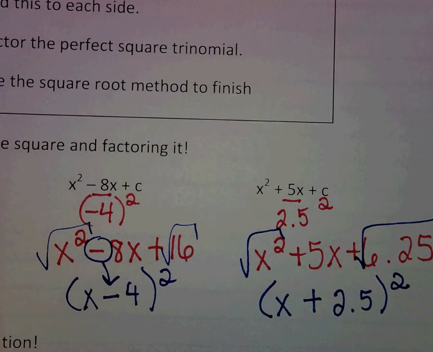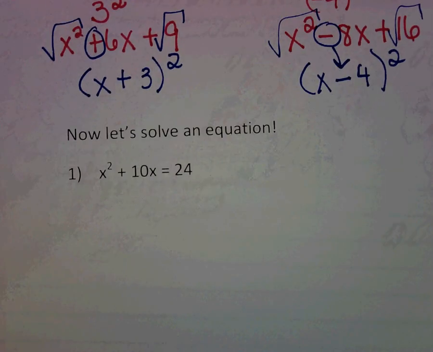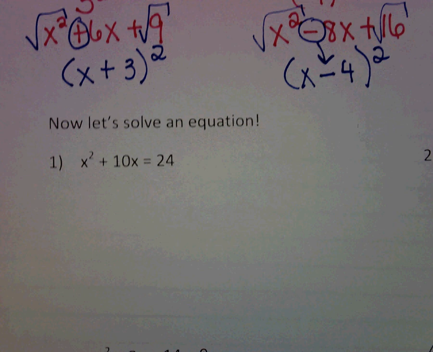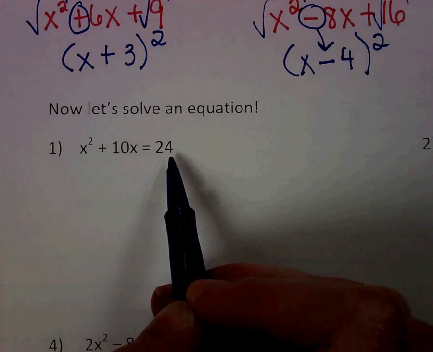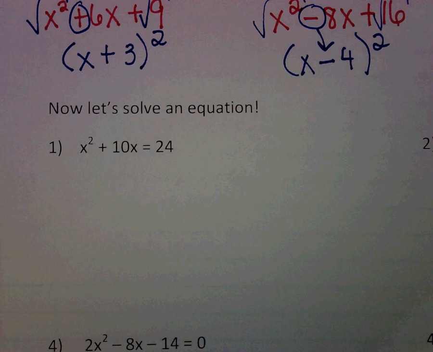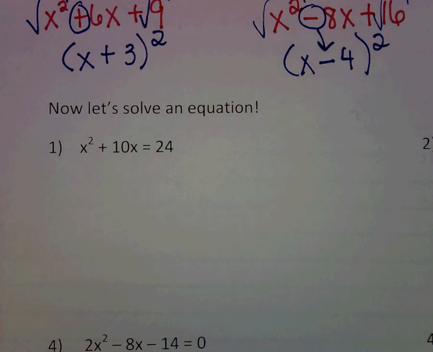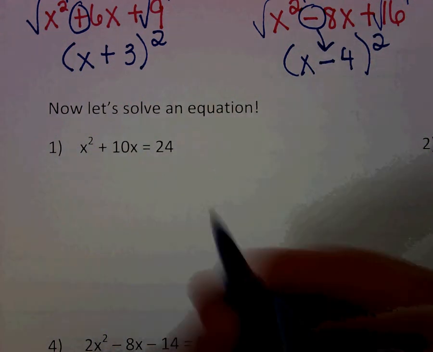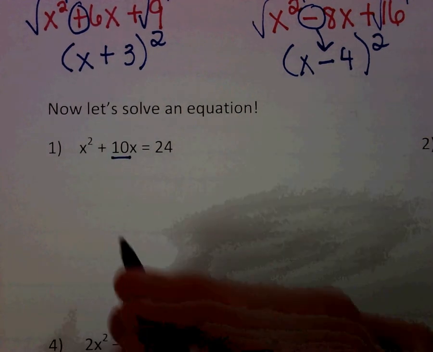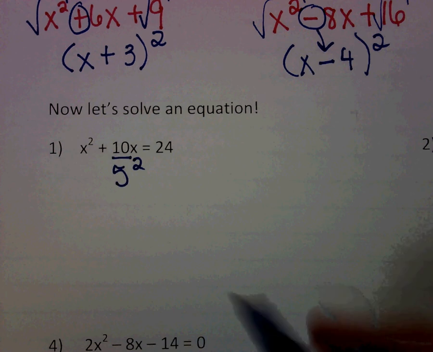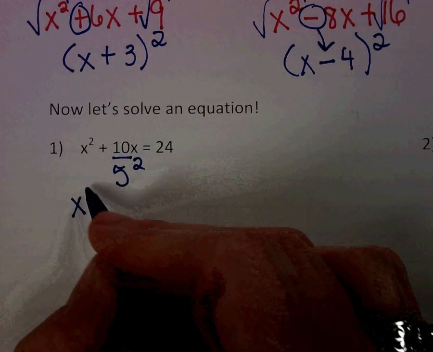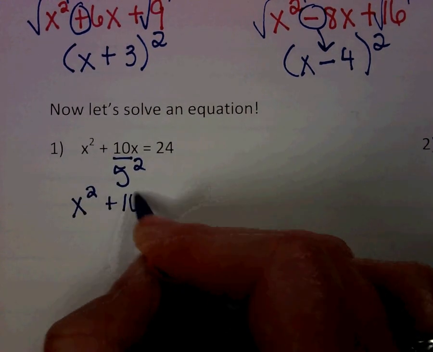Okay, so let's solve an equation now. So the first step is move the c to the right. Well, we already did that. The 24 would be the c value. Notice this is different than some of our other methods. We don't want it equal to 0. We're going to take half of the b, which is 5, and we're going to square it. So we now have x squared plus 10x plus 25.